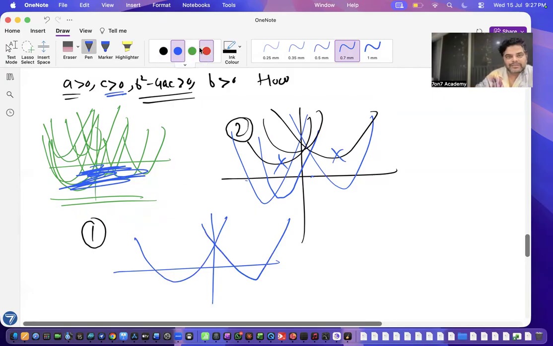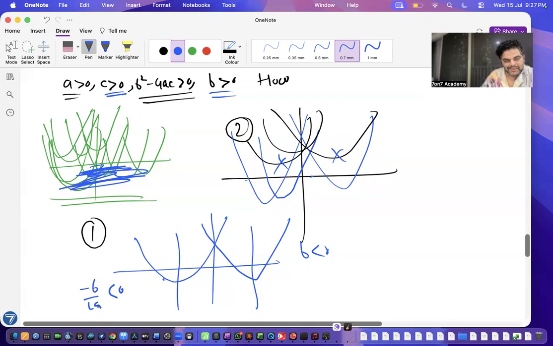Now the further constraint is b positive. For this we had done already, b is negative when the vertex is on the right. This has to be b positive because the x value is on the left side. Minus b upon 2a is negative, and anyway this is positive. This cross multiplies, so minus b less than 0. So b is more than 0, because if you multiply by negative, it becomes positive. Understand? So it could be anywhere over here as well. Any graph where the vertex is on the left side, those b values are positive.